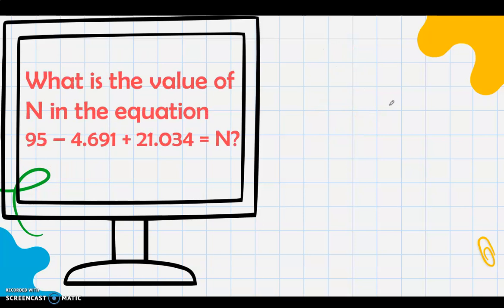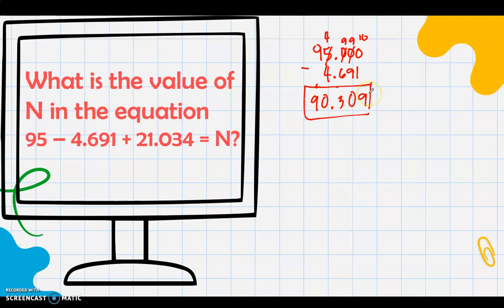Last example. What is the value of n in the equation 95 minus 4.691 plus 21.034 equals n? So we need to do it one by one. So we subtract first the 95 minus 4.691. We have 95. The decimal point is at the end of it. Make it visible. Then you can now put and then align the 4.691. Put zeros here. Then you subtract. So we have this one is 10. Okay, regroup first. Okay, so 10 minus 1 is 9. 9 minus 9 is 0. 9 minus 6 is 3. 4 minus 4 is 0. Then 9. Then the decimal point. So the answer is 90.309.